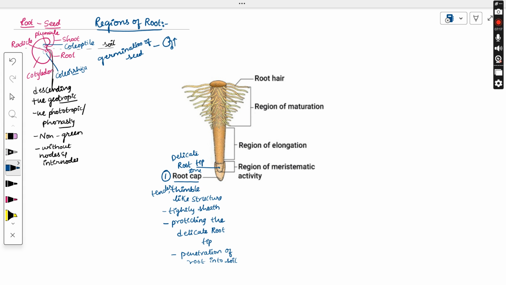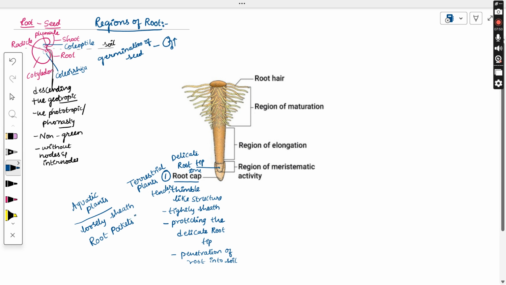In some cases, not all plants contain the root cap. Root cap is found only in the terrestrial plants, or the land plants. There are plants which can grow even in water. Those are called the aquatic plants. In the aquatic plants, instead of a root cap, you will find a loosely bound sheath around the root tip region. That loose sheath we call the root pockets. This is a special feature of the aquatic plants. You can find the root pockets.